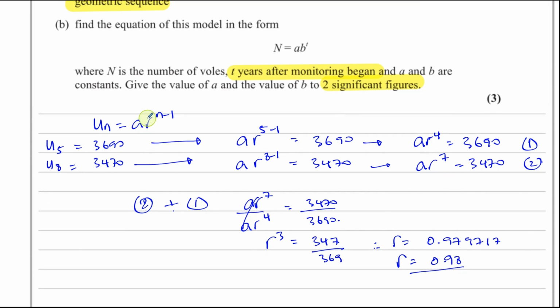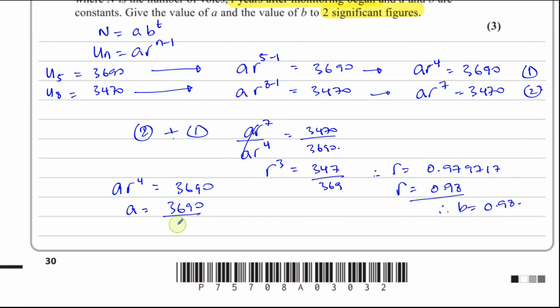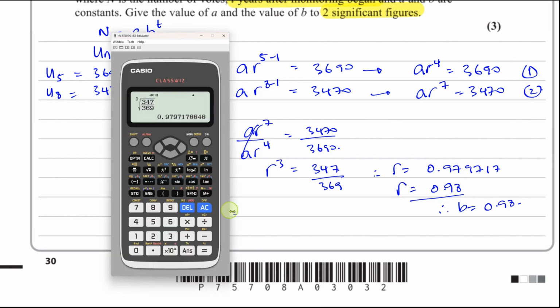So if you see this is N equals a b to the power of t, our r is the b. So therefore b equals 0.98. And then to find a, we can use any of these formulas. So I can say ar to the power of 4 is equal to 3690. So a is equal to 3690 divided by r to the power of 4, which is 0.979 to the power of 4 in its exact form. So I can take the exact form here.